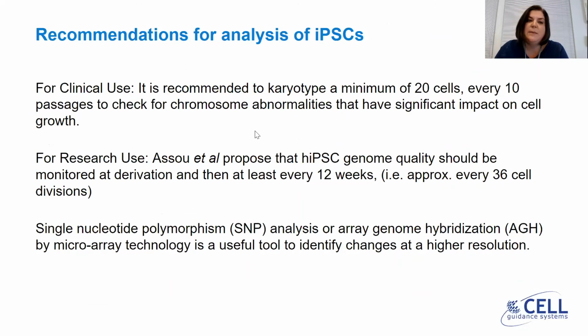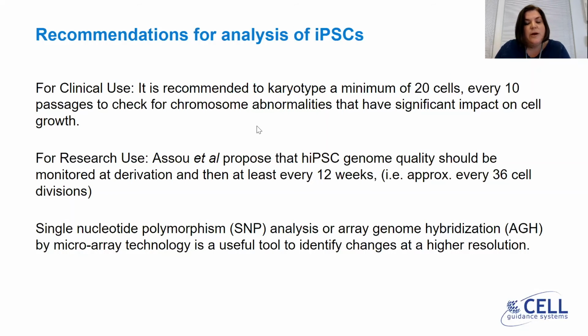So, recommendations for analysis of iPSCs. For clinical use, it's recommended to karyotype a minimum of 20 cells every 10 passages to check for chromosome abnormalities that have significant impact on cell growth. For research use, the advice is less clear.